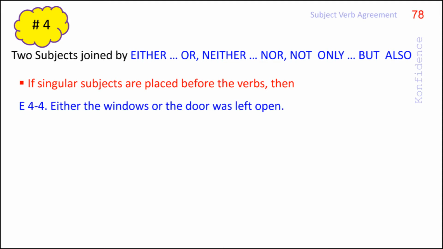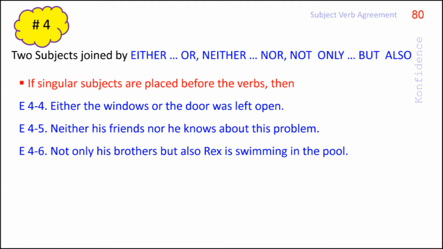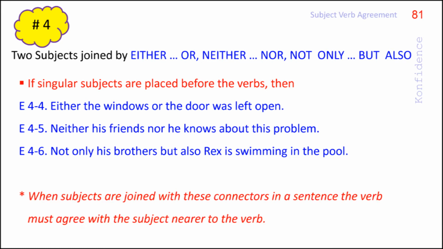Then the sentences will be like this: either the windows or the door was left open. Neither his friends nor he knows about this problem. Not only his brothers, but also Rex is swimming in the pool. See the change. The door was, he knows, and Rex is. So here, the bottom line is that when subjects are joined with these connectors in a sentence, the verb must agree with the subject nearer to the verb.